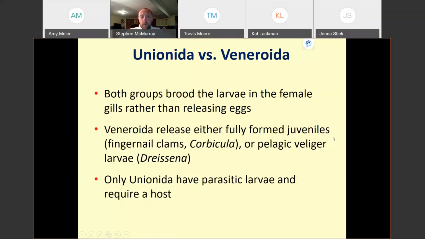So what's the difference between Unionida and Veneroida? Having a tough time saying that last name. Both groups brood the larvae in the female gills rather than releasing eggs into the environment which are then fertilized by male. The Veneroids release either fully formed juveniles, in the case of fingernail clams or Corbicula, Asian clams, or a pelagic veliger larvae, as we see in zebra and quagga mussels. And only the Unionida have a parasitic larvae that requires a vertebrate host. And Dr. Barnhart covered that in his presentation on biology and reproduction.